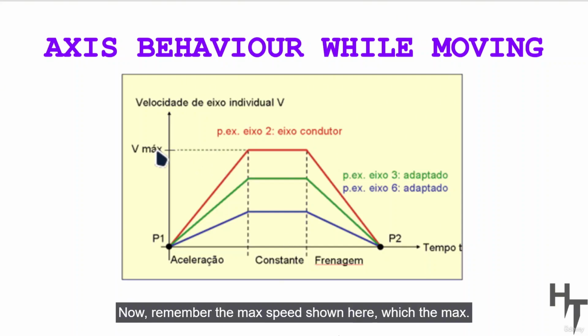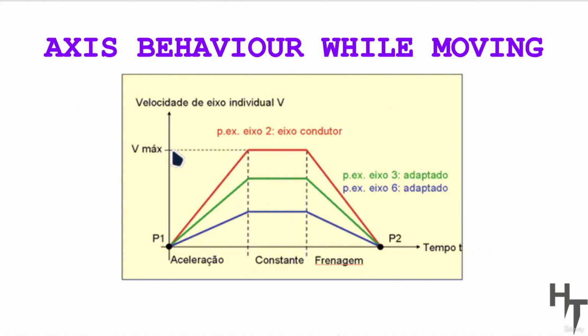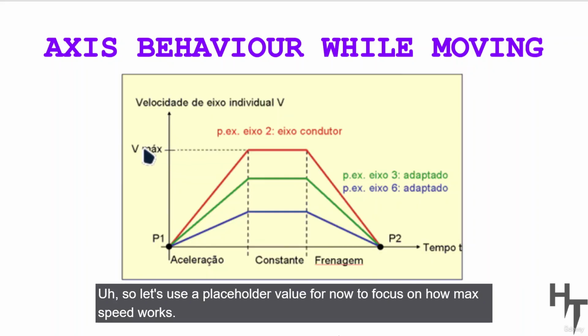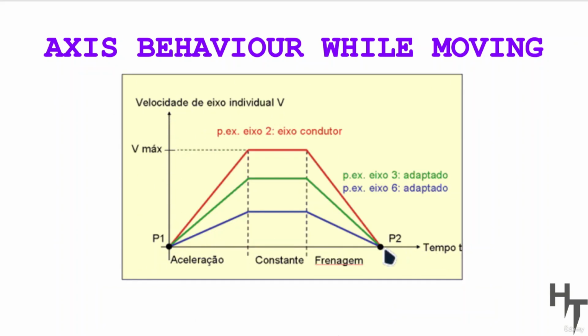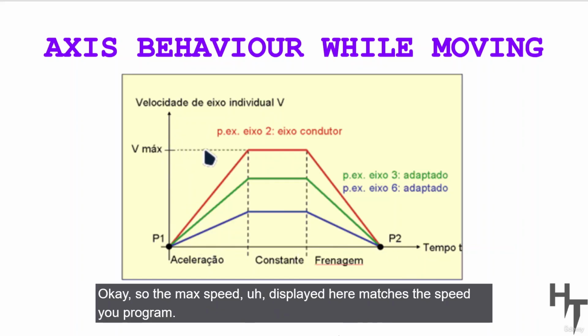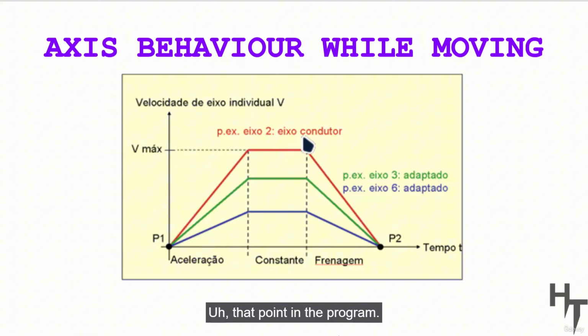Now remember, the max speed shown here, which is Vmax, is directly the speed you use in the program. So let's use a placeholder value for now to focus on how Vmax speed works. Here's the individual axis speed, and here's time. Okay, so the max speed displayed here matches the speed you program at that point in the program.